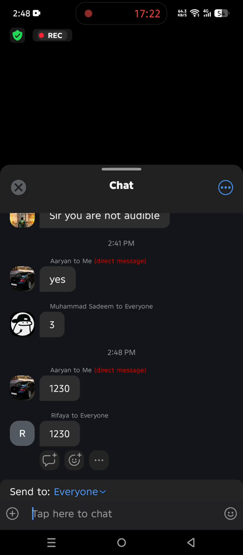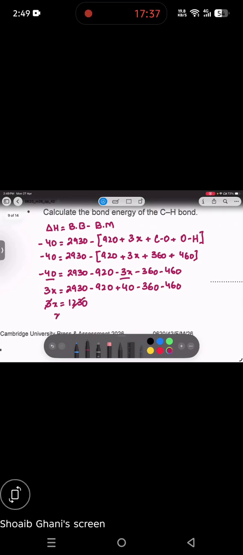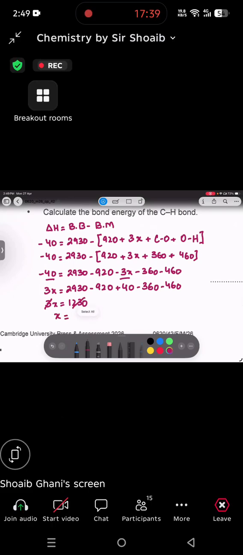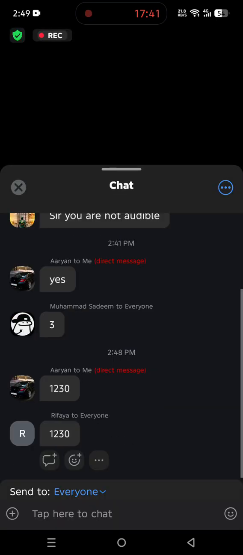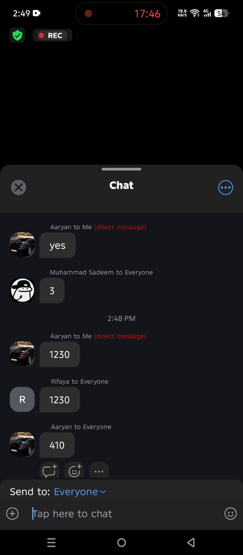This one is the answer, 1230. Two students have given the answer 1230. 3x divided by the calculated answer, you will get the answer for the x. Please calculate and give me the answer in the message. Answer is 410. Thank you. So the answer is 410 kilojoules. This question is also complete here.